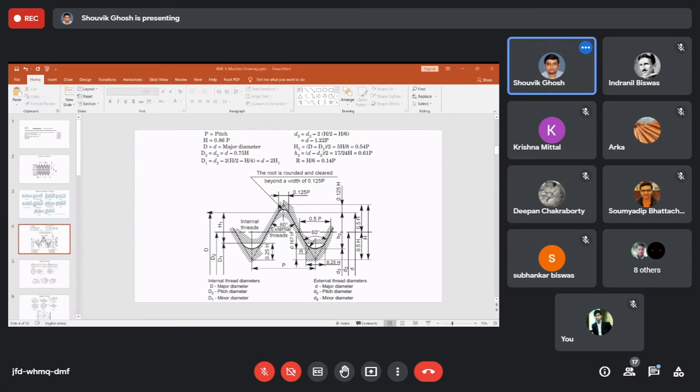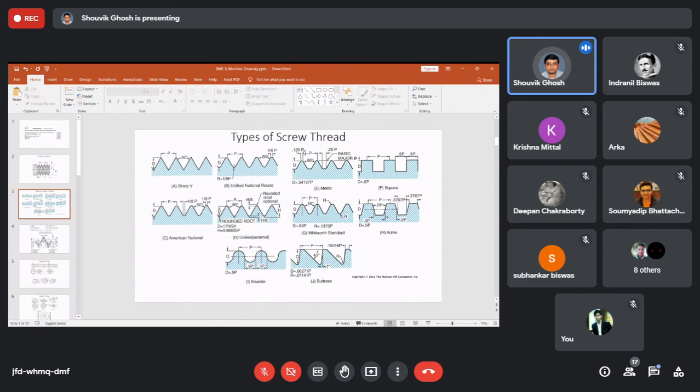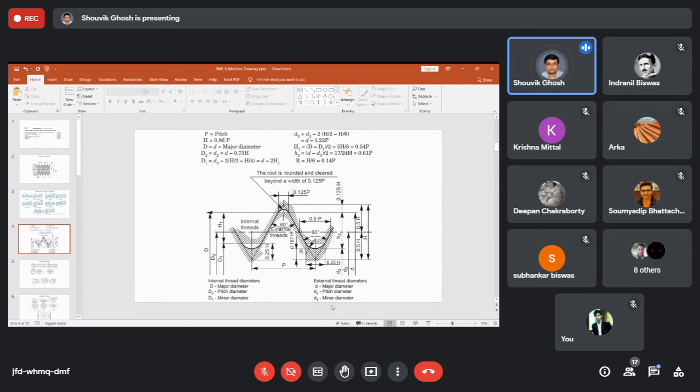Next you can see is the calculation. So basically you can see each and every value in terms of p or d. As you can see, p given over here is pitch, h, that is the height, is given as 0.86 p. Okay, this particular figure, as you can see, is a metric screw thread. We just saw the metric screw thread, and on its basis this is given. So this h, the height, is 0.86 times the p value.